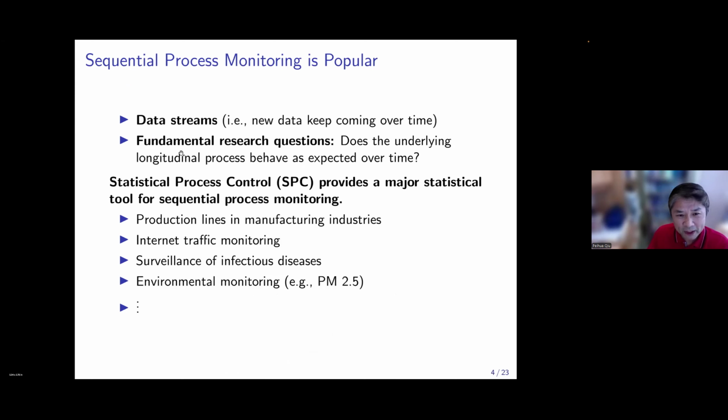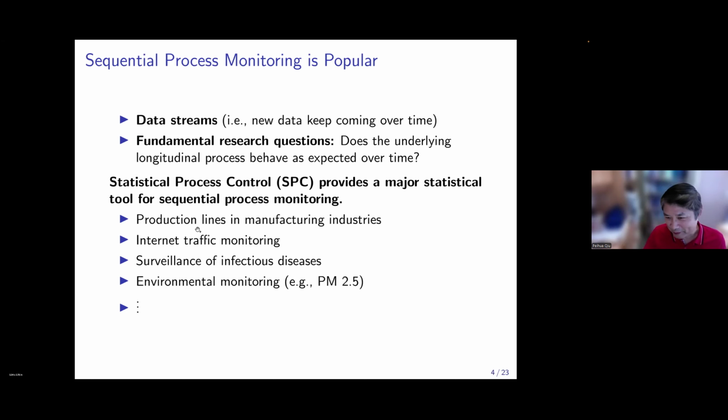And then one fundamental research question about sequential process monitoring is that we want to know whether the underlying longitudinal process behaves as expected over time or not. At each time point, we need to make a decision whether the behavior of the underlying process is as expected or not. And the major statistical tool for sequential process monitoring is statistical process control.